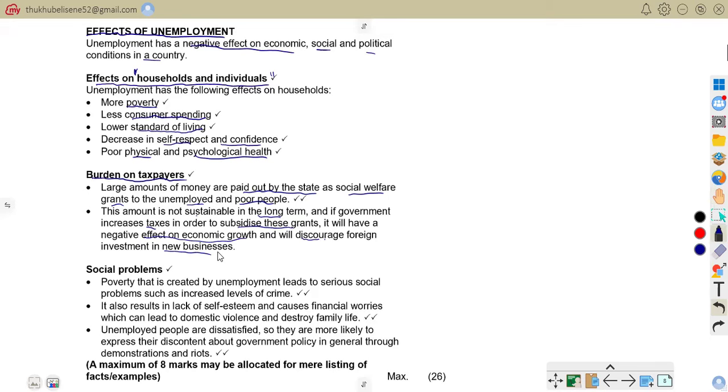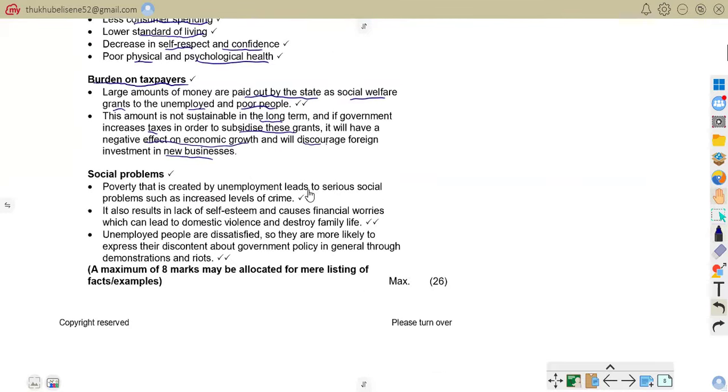So this happens when people find themselves without jobs, and this puts a burden on taxpayers, because the tax will end up being increased so that the government will be able to try by all means to meet the needs of these people who are very poor and not employed. And that affects what? The economy of the country, and that discourages what? The investors, the foreign investors. That is that. So now let us come to the social problems.